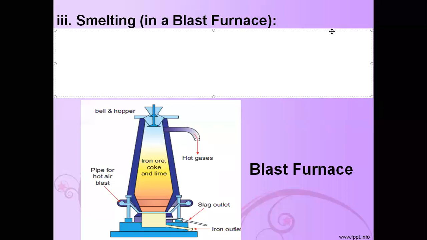The hot air mixed with the coke. Coke burns with the oxygen to form carbon dioxide. So what happens in this lower region? Its temperature is 1500 degrees Celsius. Here, look, this is the iron outlet.